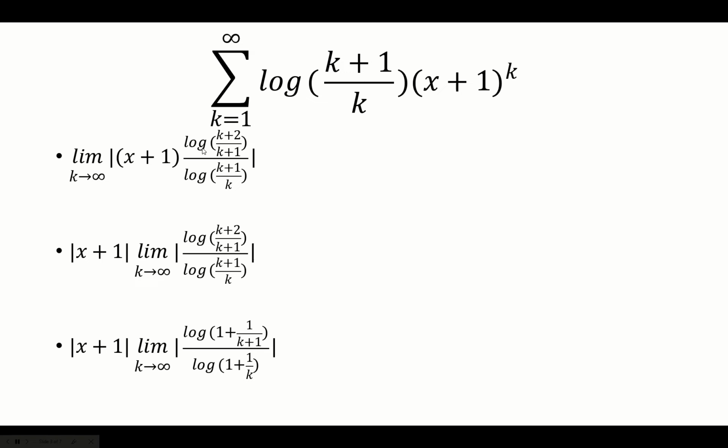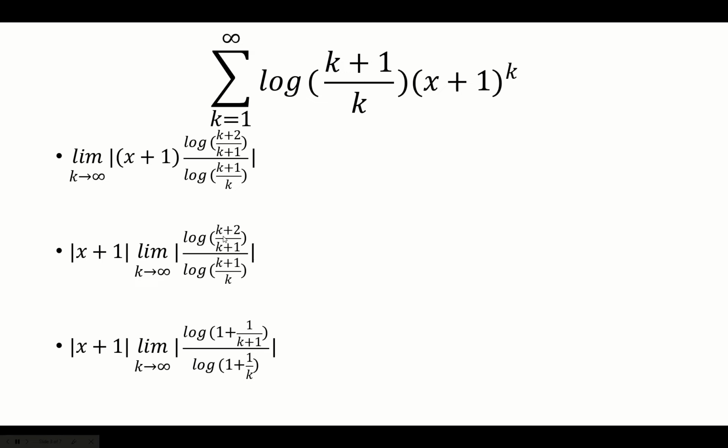Okay. Now at this point, our limit depends only on k. And notice that we have an x plus 1 here. The x does not depend on k, which means we can bring it outside. When you bring it outside, you want to make sure you keep the absolute value, because x plus 1 is inside the absolute value. And then we just need to focus on the limit of the logs.